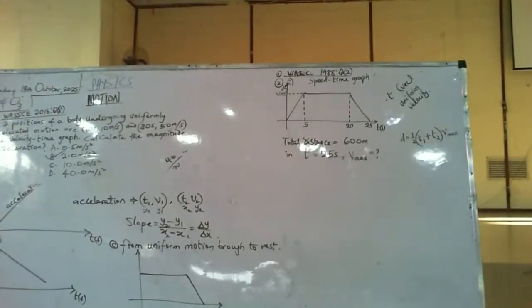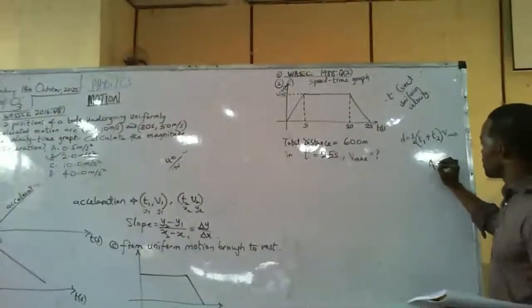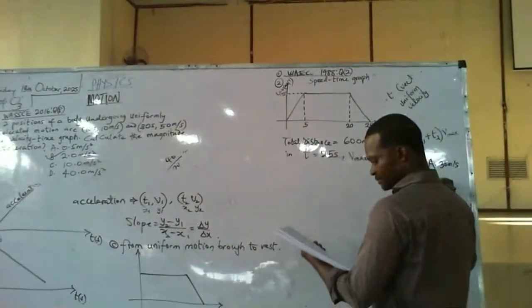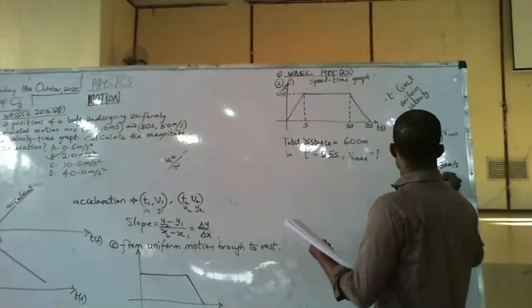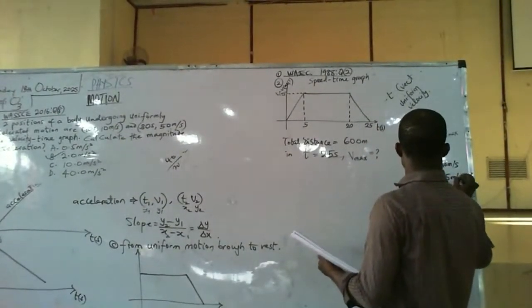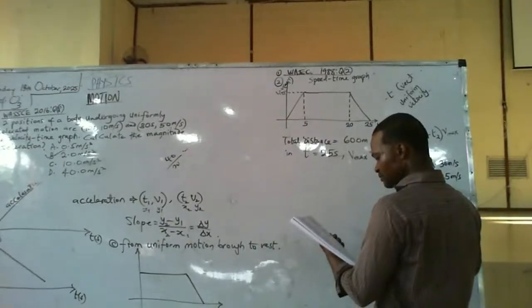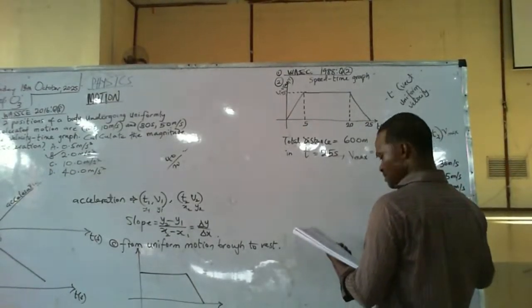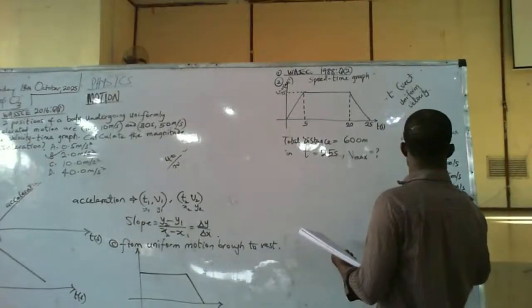So yeah, 60 meters per second. No, actually 30. Let me give you the options to guide you. A, 30 meters per second. B, 25 meters per second. C, 20 meters per second. D, 15.